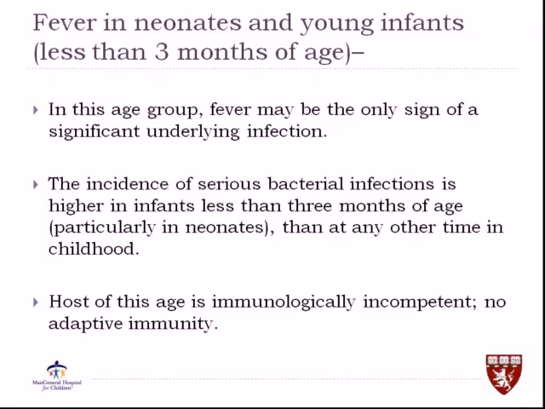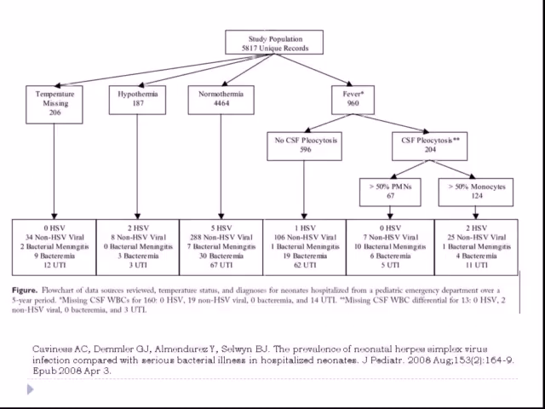So one, they do not have the sufficient immunological profile to ward off infection. And two, perhaps because of that, their symptoms, even in serious infections, may be very minimal, just perhaps a fever. So the incidence of serious bacterial infections is higher in these infants and neonates. It's probably the highest compared to any other time in childhood and perhaps in adulthood as well. So this is a high-risk age group with tools that are much less than optimal.